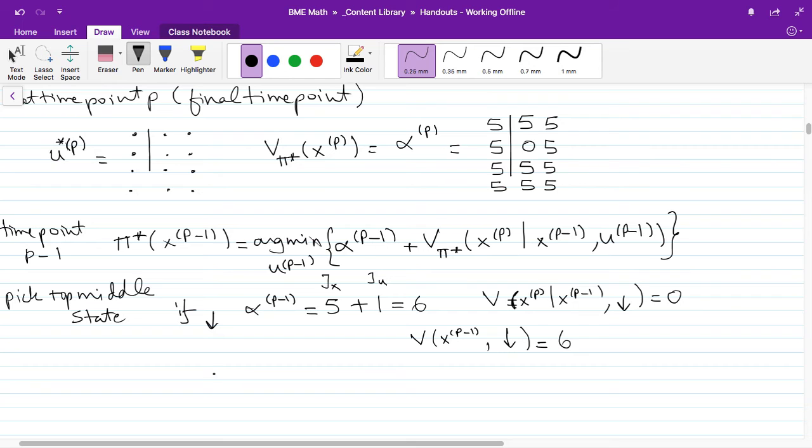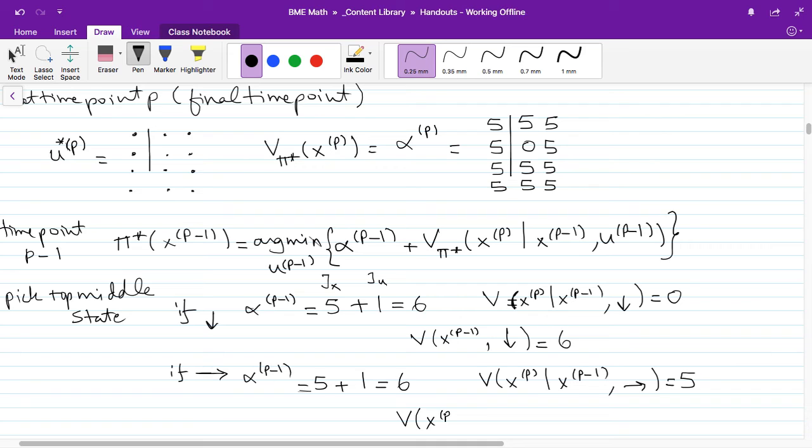What if I perform a movement to the right? Well, my cost per step is my initial cost. The cost of that state that I'm in is 5. The action that I perform is 1. So this is 6. The value of the state that I end up at, given that where I was, and I performed this movement to the right, that is 5. So the value, if I move to the right, is 5 plus 6, which is 11.